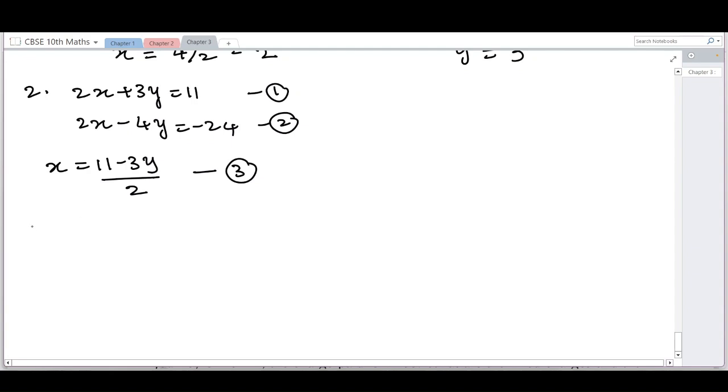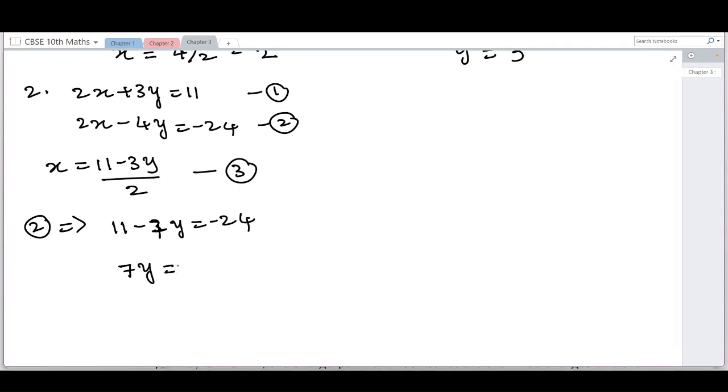If you substitute this in the second equation, you will get 2 into x. So 2 and 2 will get cancelled. So 11 minus 3y minus 4y. So that is minus 7y equal to minus 24. If you simplify this further, you will get 7y equal to 11 plus 24, that is 35. So y equal to 5.